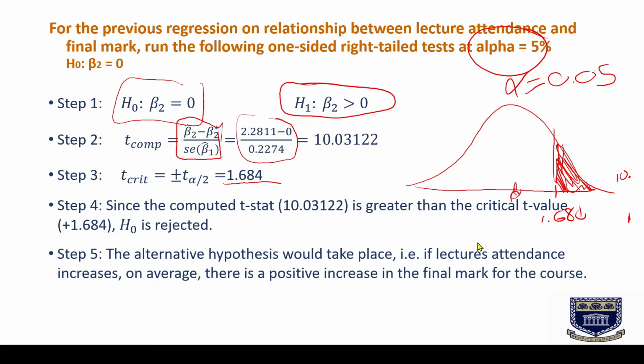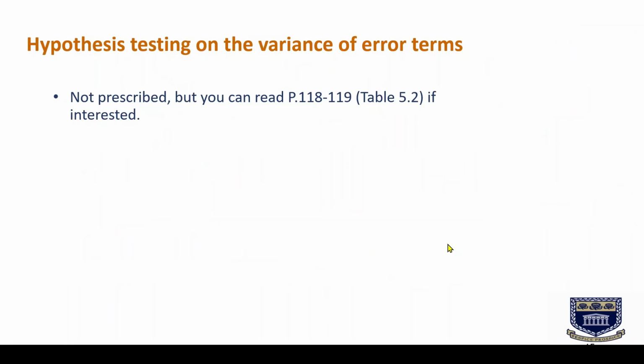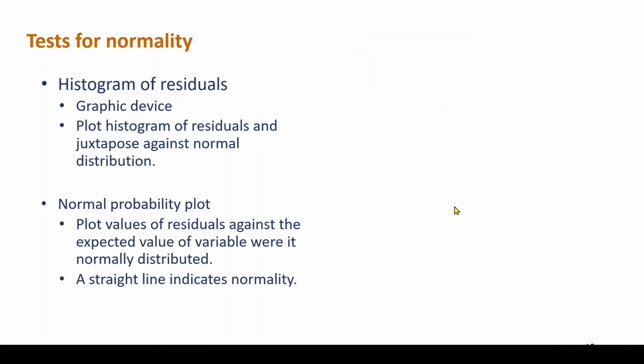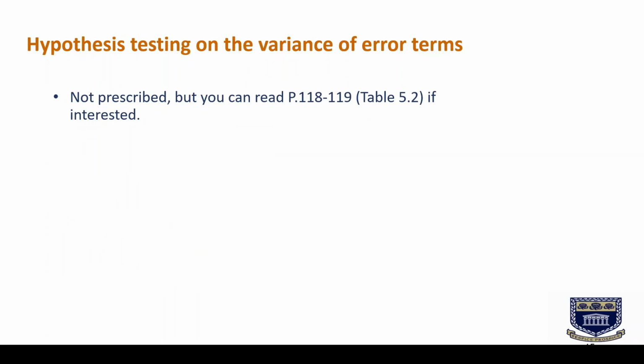Of course, we can argue about whether this is a good model for final marks. Many other things influence marks other than lecture attendance, but given that we are dealing with simple bivariate regression in this course, we are restricting our models to single explanatory variables. We can also do hypothesis testing on the variance of the error terms, but we won't get into that now. I think we will cover the last part of these slides in a separate video.